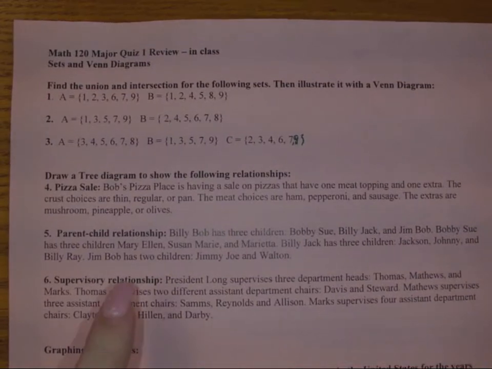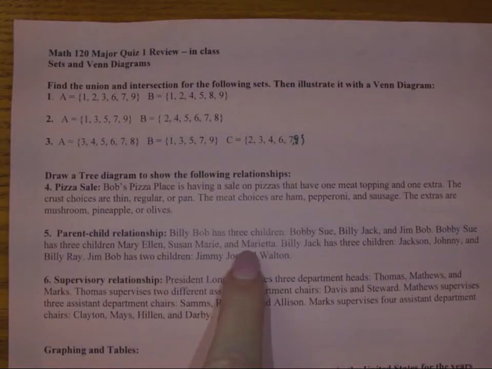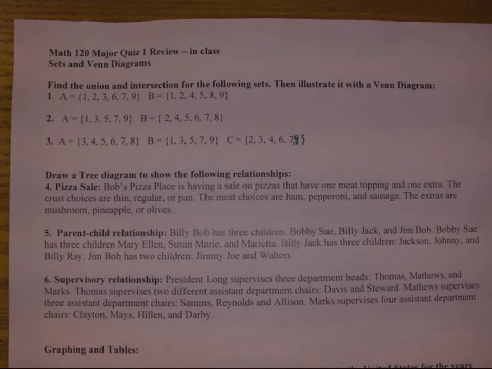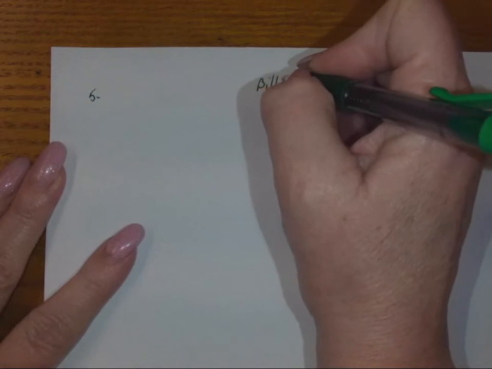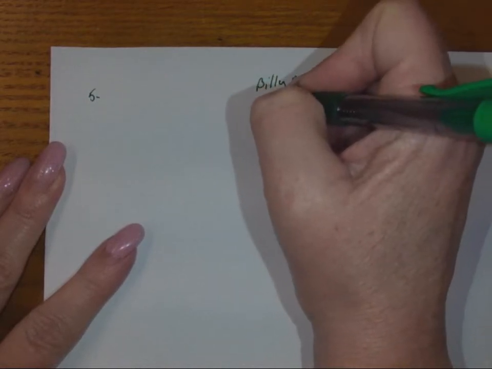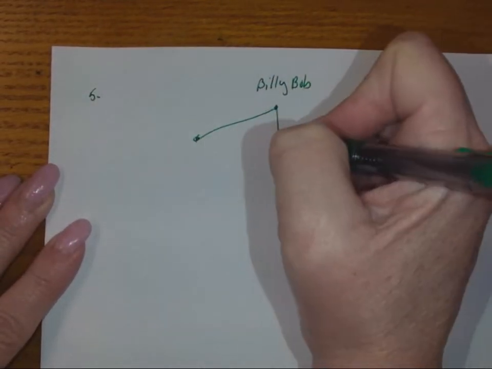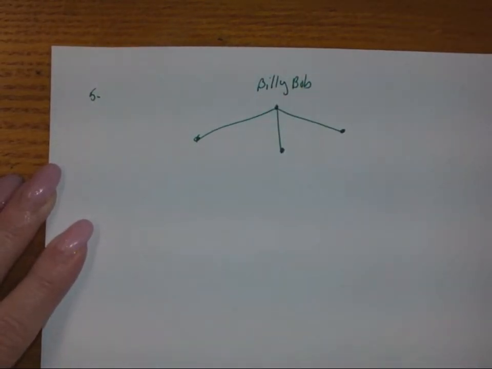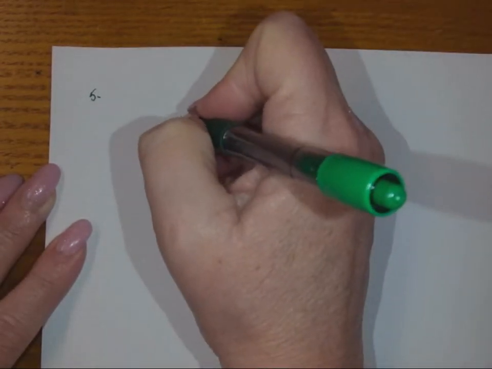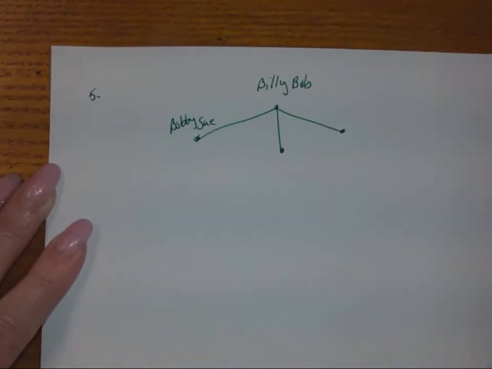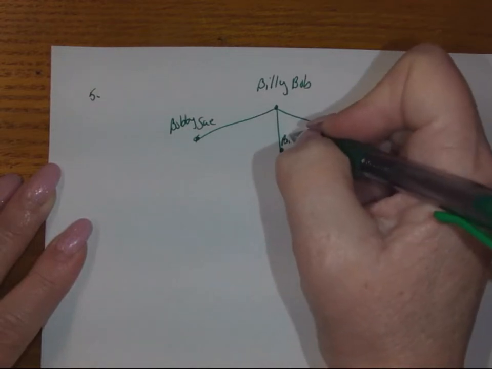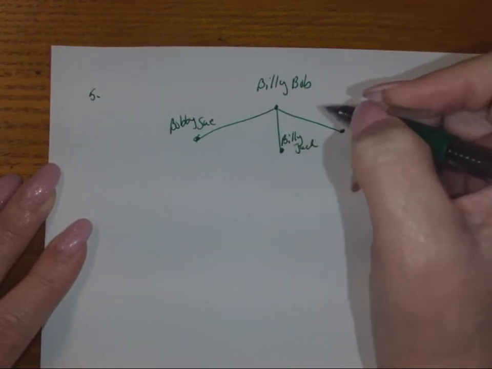Bobby Sue has 3 children, Mary Ellen, Susan Marie, and Marietta. And Billy Jack has 3 children, Jackson, Johnny, and Billy Ray. Jim Bob has 3 children, Jimmy, Joe, and Walton. And we need to draw their family tree. So the first thing we're going to do is put Billy Bob, because Billy Bob is the parent. And he has 3 children. Those 3 children are Bobby Sue and Billy Jack and Jim Bob.